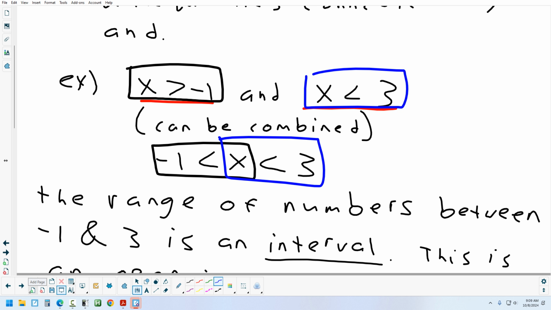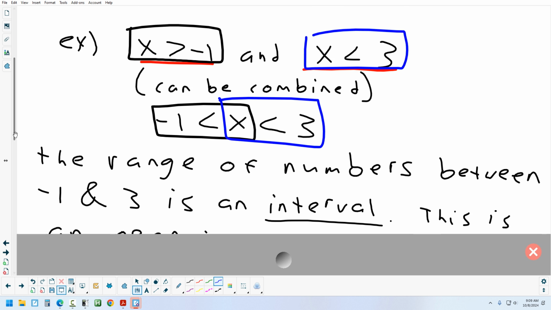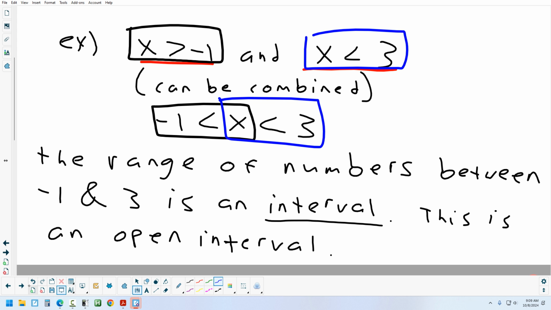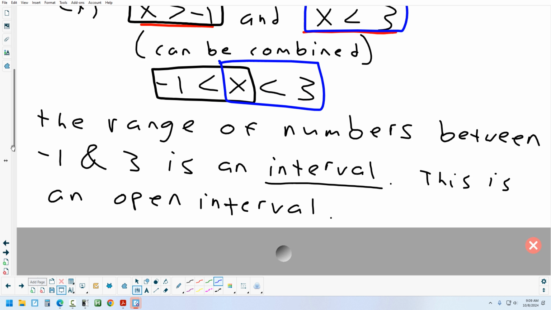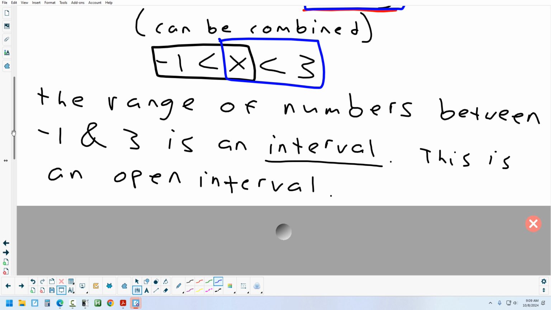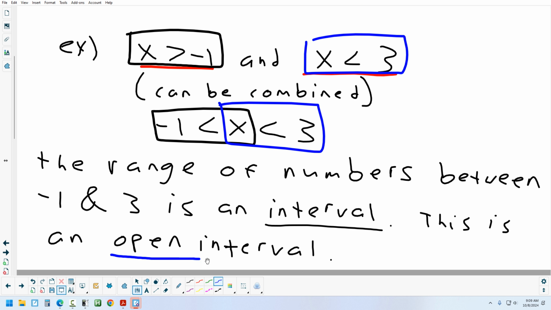No, it has to be bigger than -1, and it has to be smaller than 3. So you could pick like 2.99, that'd be fine. So that's what a conjunction is. It's a between two numbers. This particular interval is called an open interval.